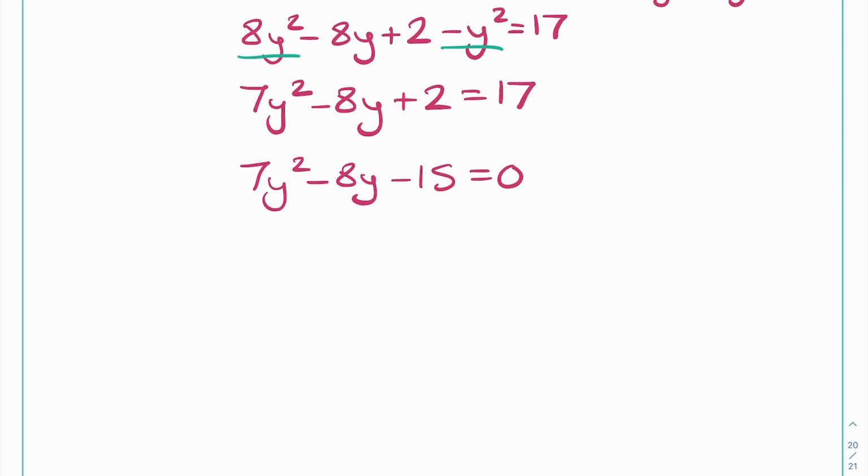Now the good thing about this, if it does factorise, it's going to have to be 7y and 1y. They're the only two options that would give us a 7y squared. The factors of 15 are either 1 and 15 or 3 and 5, so not too many options.